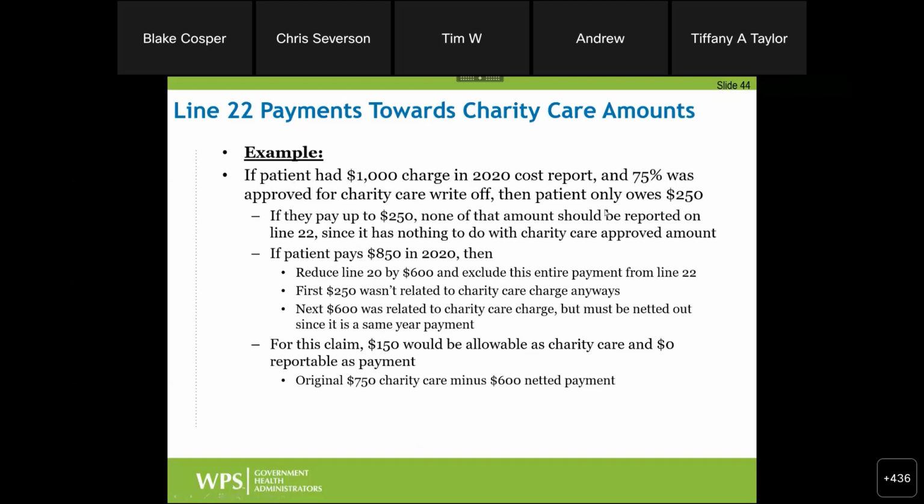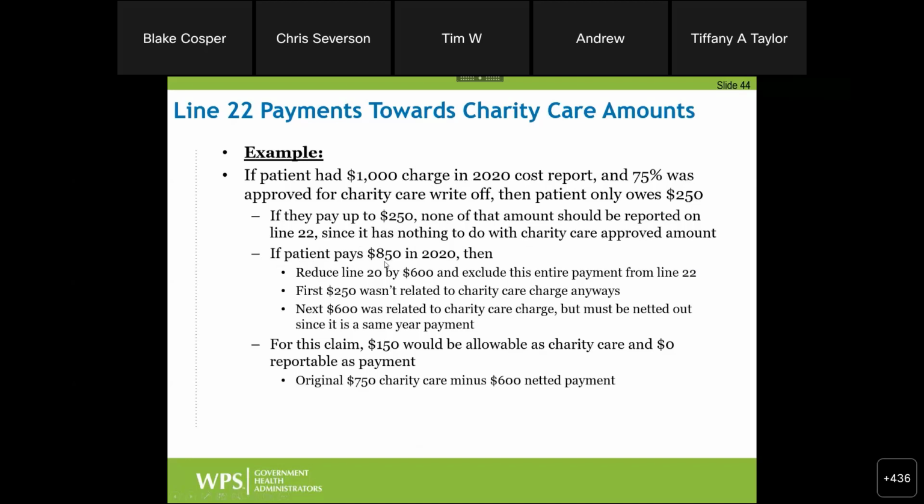So here's a little bit of an explanation. If a patient had a $1,000 charge in a 2020 cost report and 75% was approved for charity care, then the patient only owes $250. If they pay up to that $250 amount, that's their liability. That's not something that should be reported in line 22. It has nothing to do with the charity care approved amount.